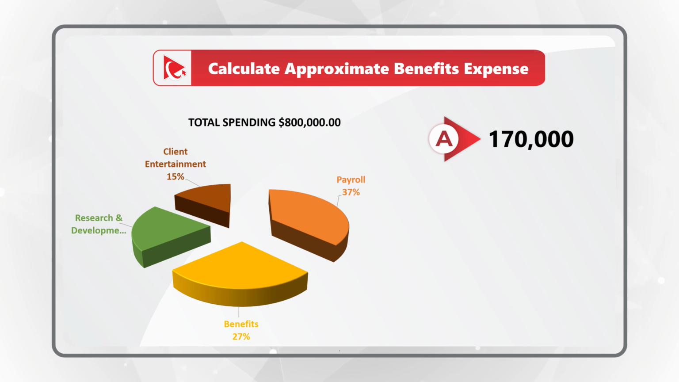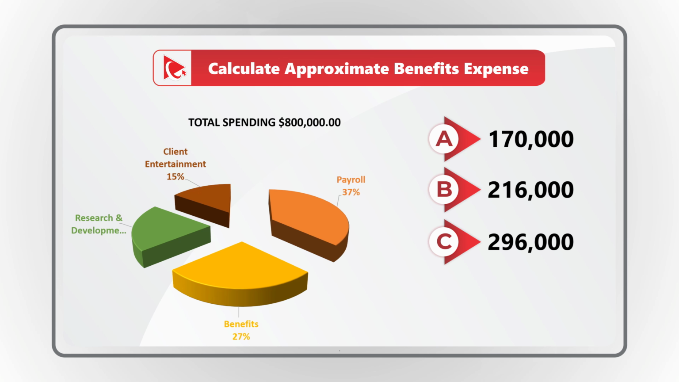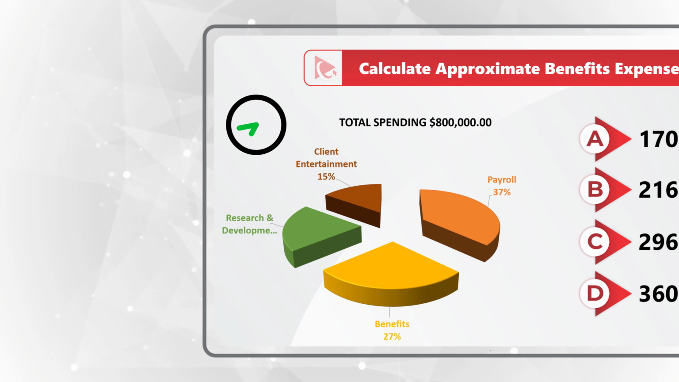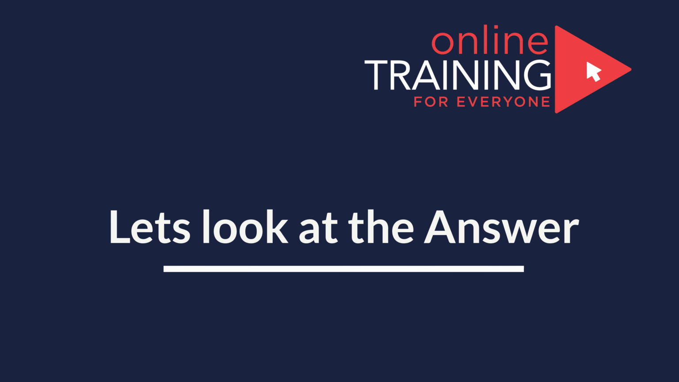Choice A, 170,000. Choice B, 216,000. Choice C, 296,000. And choice D, $360,000. Take a close look, maybe pause this video to see if you can do a mental math and come up with the solution. Ready or not, I am moving forward to share with you my version of the solution. And obviously, if you have a better way to solve it, please make sure to share in comments.